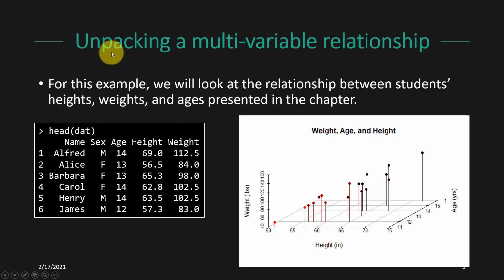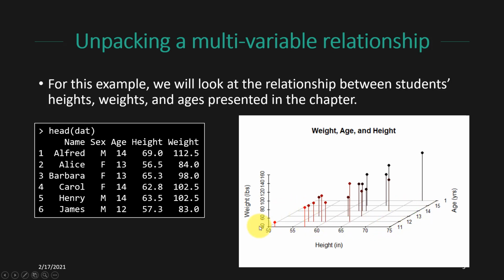So again, let's focus on this continuous relationship for now, although ultimately we want to talk about some categorical variables. In this example, we're going to look at the relationships between students' heights, weights, and ages for a hypothetical data set of students. You can see this presented in a three-dimensional scatter plot, where we have weight on the y-axis, height on the x-axis, and age on the z-axis.